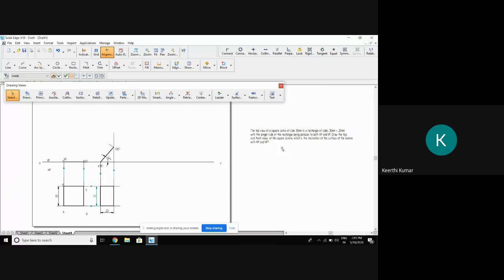Then what he has given: draw the top and front views of the square lamina, with the longer side of the rectangle being parallel to both VP and HP. Simple.